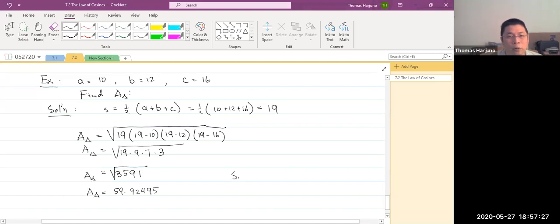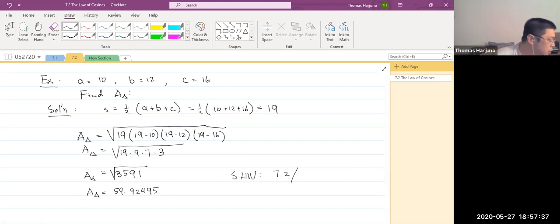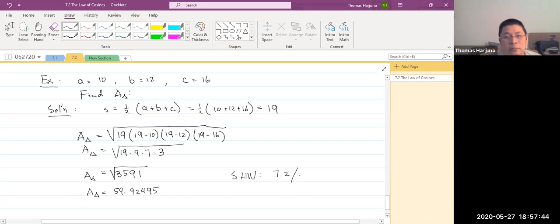The suggested homework from here will be 7.2, number 5 to number 21, and then number 37 to number 43. Just do the odd ones.